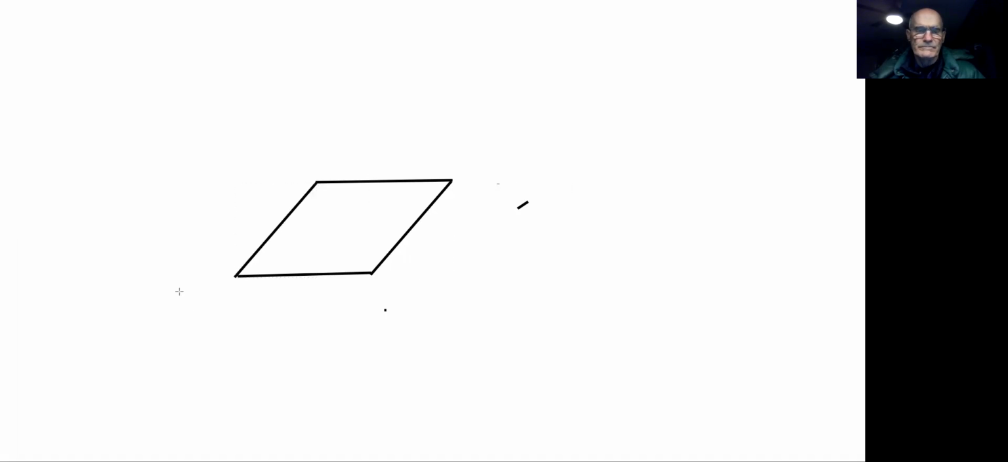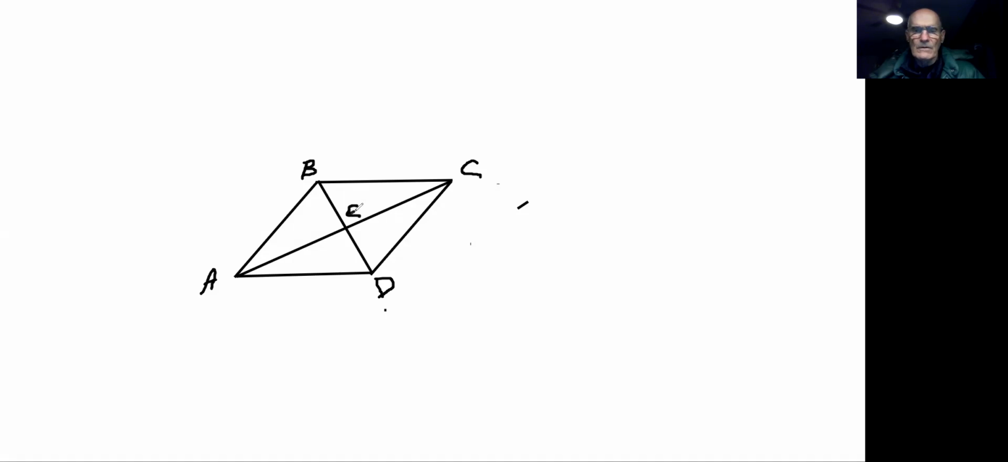Okay, now, so we'll label this one. This will be, once again, A. This will be B. This will be C. This will be D. Now, we're going to draw the two diagonals. So we got one diagonal that goes from here down to here. We got one diagonal that goes from here up to here. And we're going to label the point in the middle E.